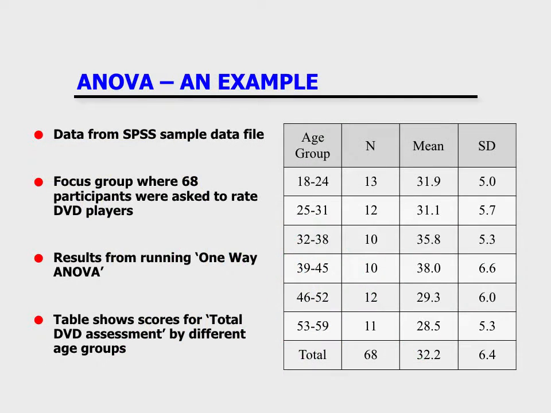Now, if we look at an example of an ANOVA and how it plays out, and this is a boring example, but participants were asked to rate DVD players. We can see the age groups here on the left, the number in each age group, and here's the total number of subjects tested, the mean score on a scale for each age group, and then the mean score across the board, and the standard deviation in the same fashion.